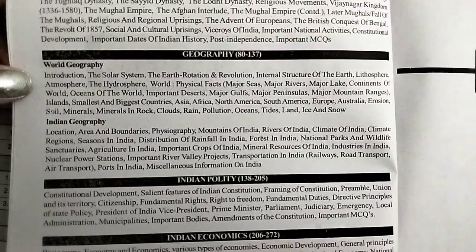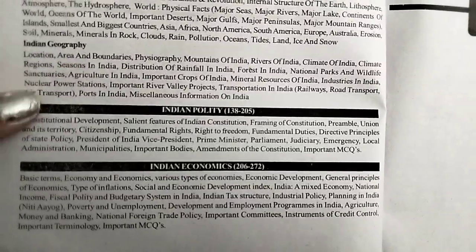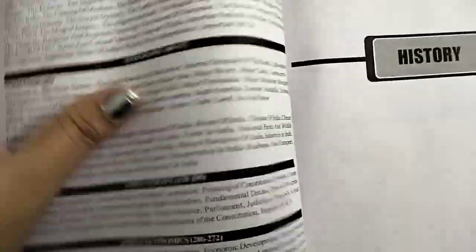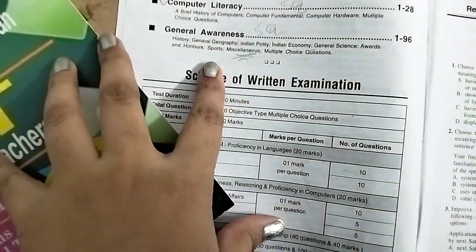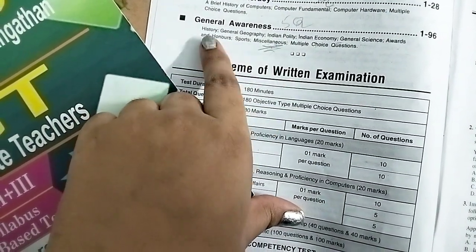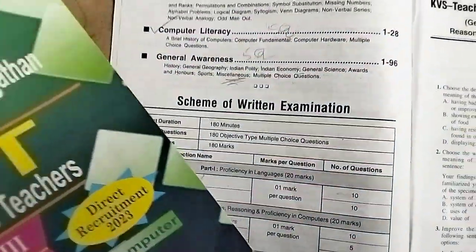And next, in geography, geography is divided into 2 parts, world geography and Indian geography. Again Indian polity they mentioned, and Indian economics. So this is what they have given for general awareness, but in this book they mentioned general knowledge, right? But the thing is, general awareness means we should know the science and social, plus current affairs. So current affairs like awards, honors, sports, miscellaneous, all these things we should know. So this is another thing, right?